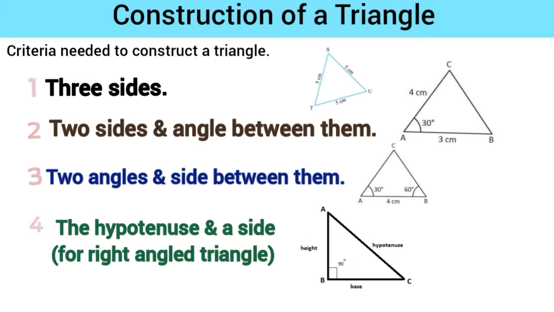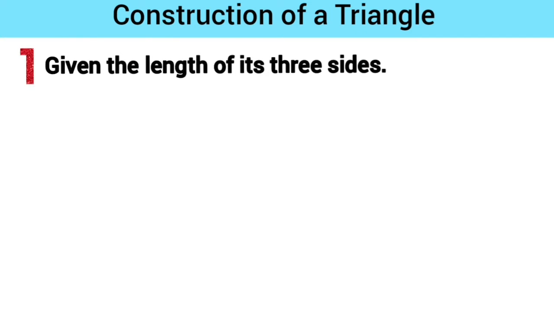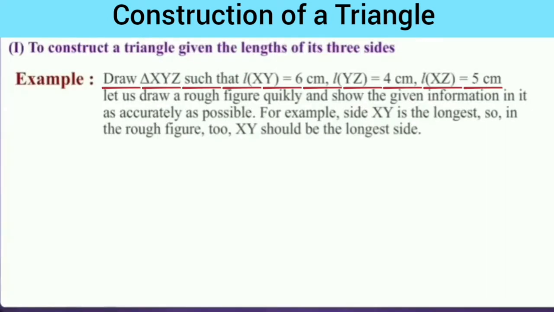Here you can see a triangle can be constructed if 3 specific elements out of the 6 elements are given to us. So, with any one of these given sets of information, we can draw an accurate triangle. Let us understand how to construct a triangle when the lengths of its 3 sides are given. For example, construct a triangle XYZ such that the length of XY is equal to 6 cm, the length of YZ is equal to 4 cm and the length of XZ is equal to 5 cm.